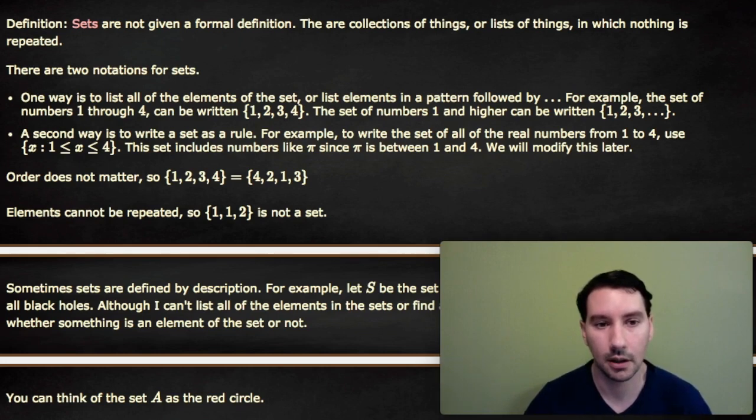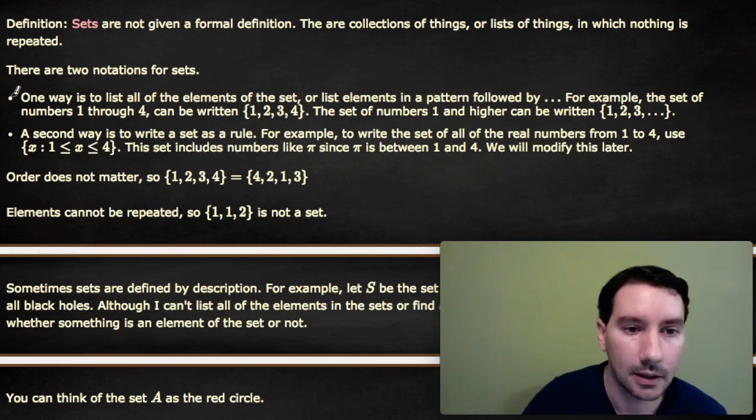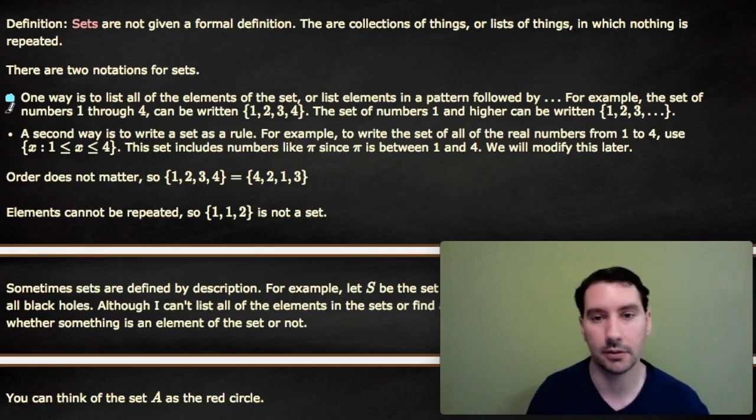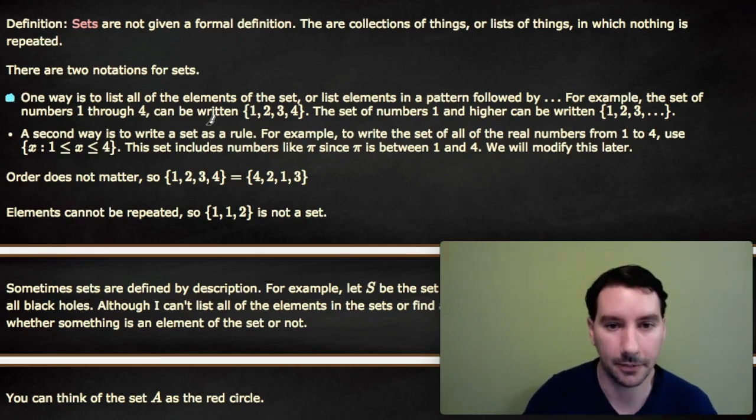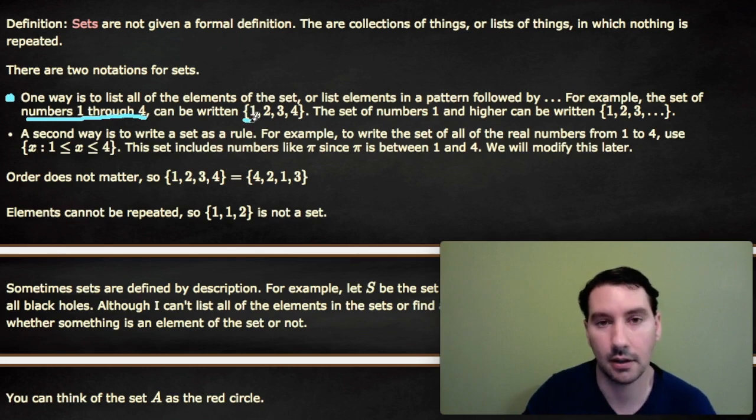So there are two mathematical notations for a set. First, you can write down all the elements of a set in curly braces. So this is one way in mathematics you write down a set. Say I want the set of numbers 1 through 4. We can write this as a curly brace and then list all the elements of the set, 1, 2, 3, 4, and close the curly brace. So that's a way to write the set of elements 1, 2, 3, 4.